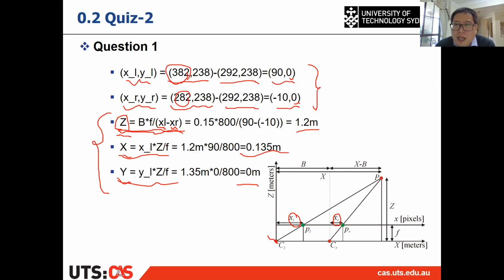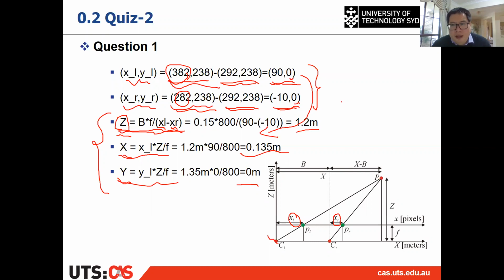Before applying those three equations, the very important thing is you need to change the origin from the top left of the image to the principal point. Which means if you have the original UV values of the features on the left and right images, you need to subtract the principal point from the original UV values. Then you have your XL, YL, XR, and YR, and use them in those three equations.